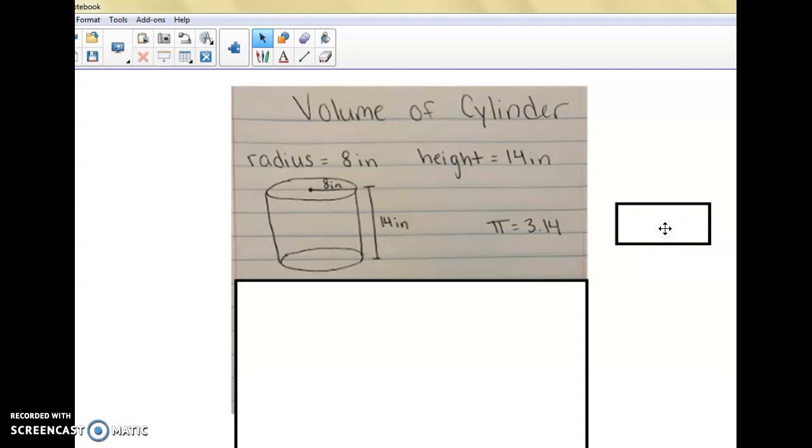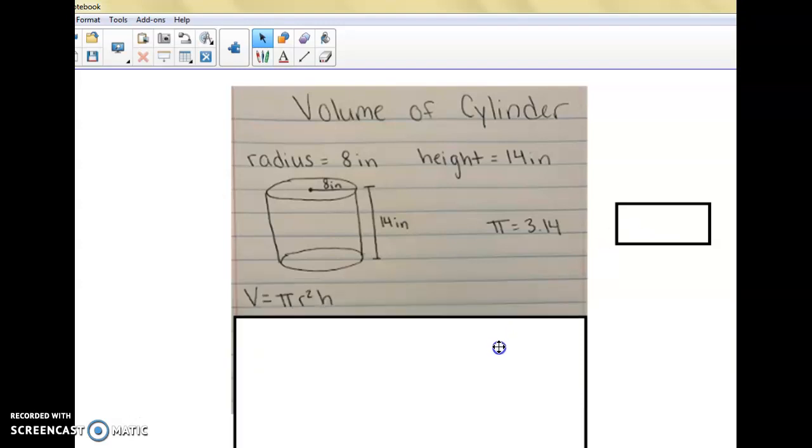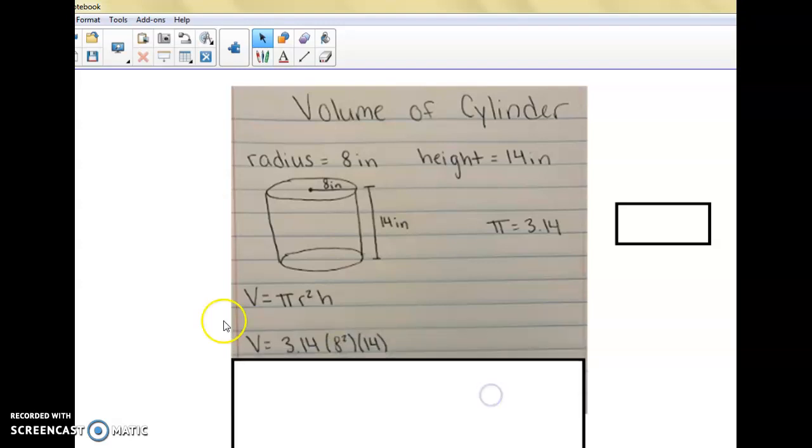So now that we have all the information that we need for this example, we are going to use the volume of a cylinder formula. The formula would be volume equals pi times r squared times h. R squared being the radius squared, and h being the height. Now we can plug in everything that we know. We know that pi is 3.14. We know that the radius is 8, so we have 8 squared for r squared, and we know that our height is 14.